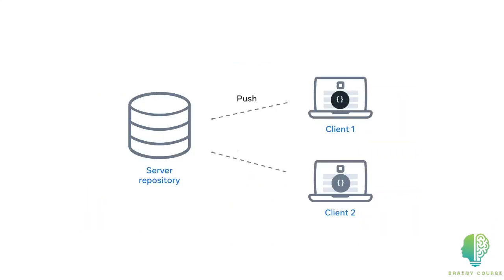After making changes to the code, the developer needs to push the changes to the central server so that other developers can see them. This essentially means that viewing the history of changes requires that you are connected to the server in order to retrieve and view them. Now let's discover how distributed version control systems work.